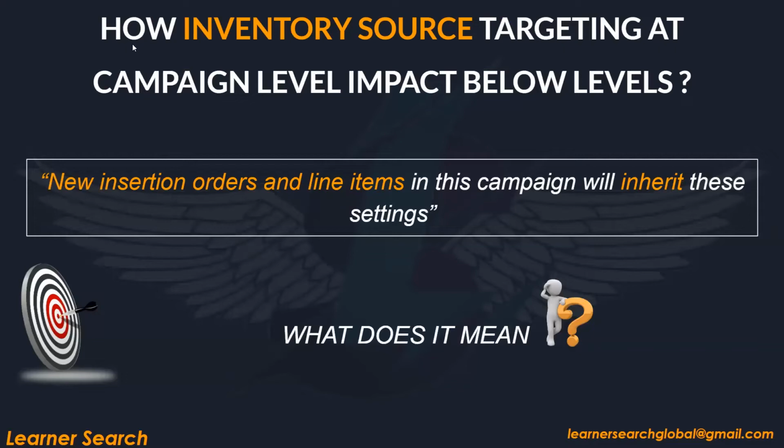Now let's understand how inventory source targeting at campaign level impacts the levels below. That means whatever you select in the inventory source targeting, how is it going to impact the levels below? It is mentioned that new insertion orders or line items, new IOs and line items in this campaign, will inherit these settings. They did not mention any existing ones, only new ones will be affected.